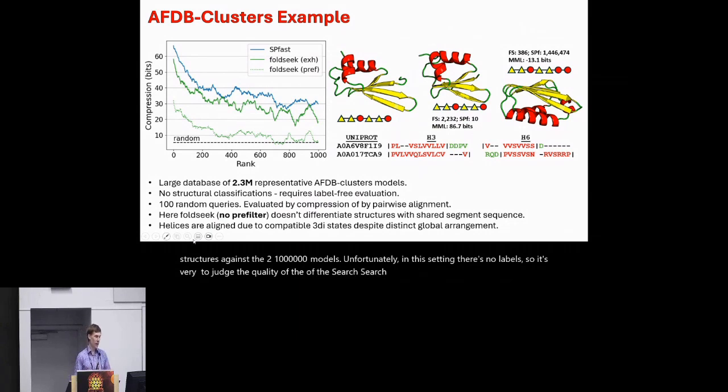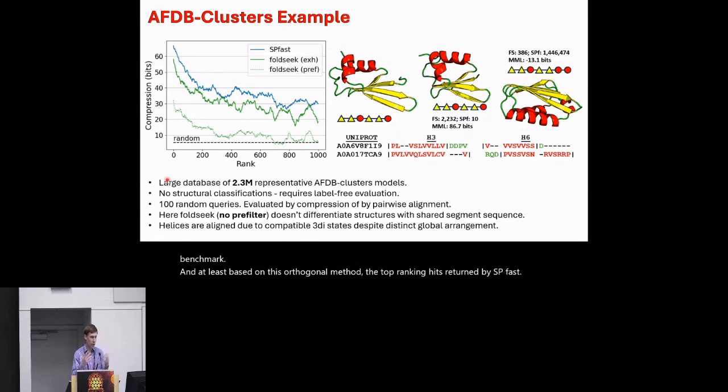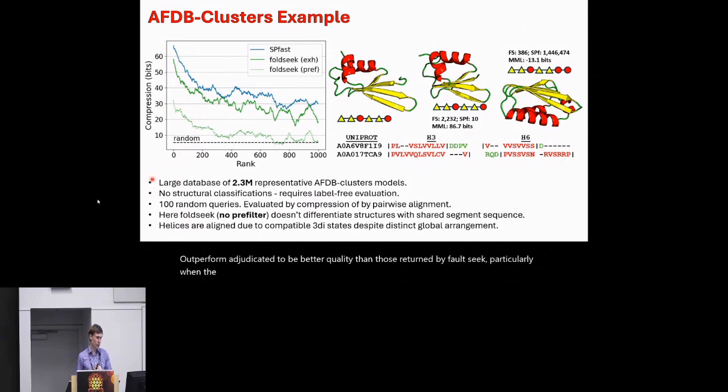And I have used an orthogonal method to evaluate the quality of hits in this benchmark. And at least based on this orthogonal method, the top ranking hits returned by SPfast are adjudicated to be better quality than those returned by FoldSeek, particularly when the pre-filter is used, which is responsible for a lot of the speed of FoldSeek. So this gives you some idea about this speed sensitivity trade-off.